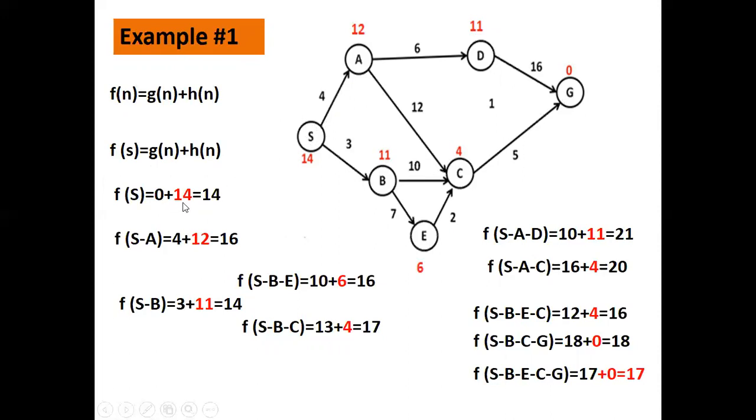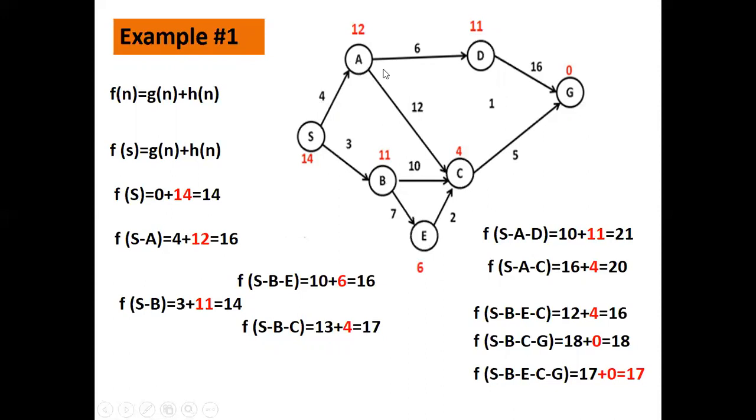And what is the estimated cost? Estimated cost to reach from S to goal node is 14, which is nothing but our heuristic value. So from S to reach the goal state, the cost is 14. Now from S, if you go to A, right? From S you go to A. What is the actual cost? From S to A, that is G of n is 4, that is the actual cost.